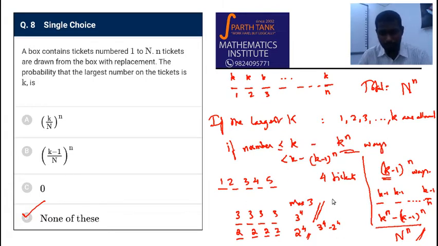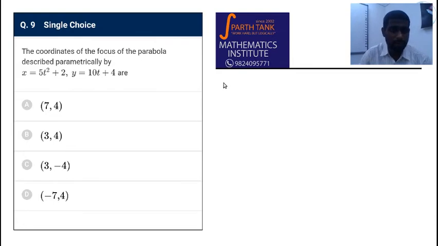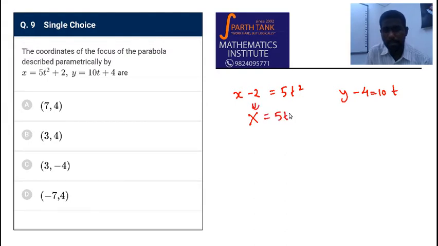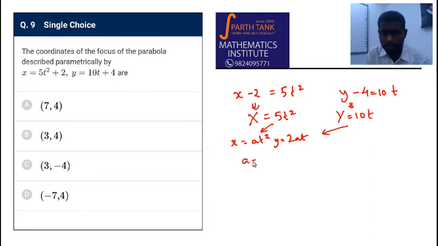Okay, nice problem. Let's move on to question number 9. The coordinates of the focus of the parabola are described parametrically by x is 5t squared plus 2. So let me write it as x minus 2 is 5t squared and y minus 4 as 10t. Now let this be capital X and let this be capital Y. What does this mean? See, the parametric form of a parabola is x is at squared, y is 2at. So compare these two, you get a is 5 and here I get 2a is 10, which is consistent with a is 5. Okay, so a is 5.